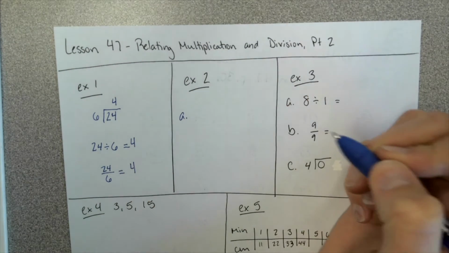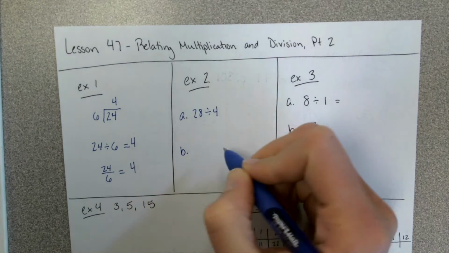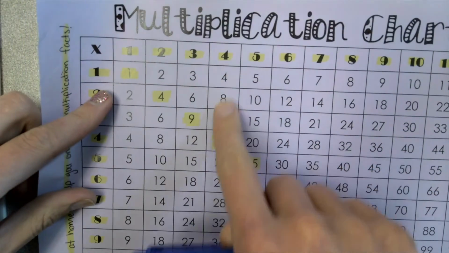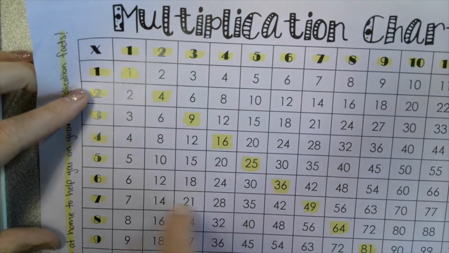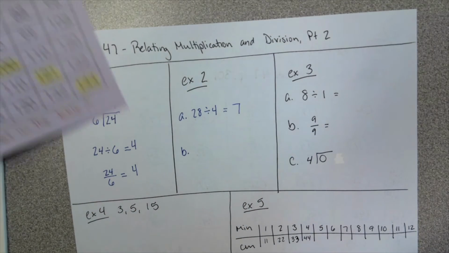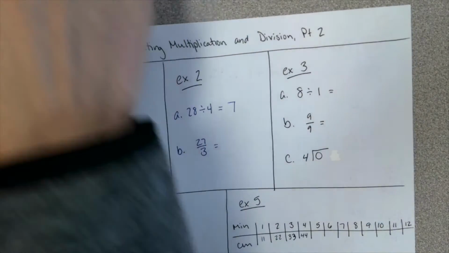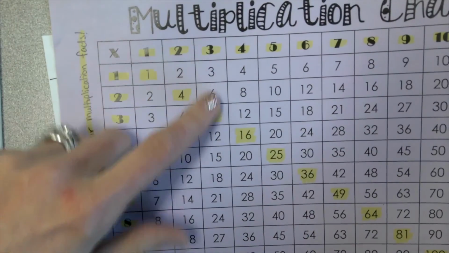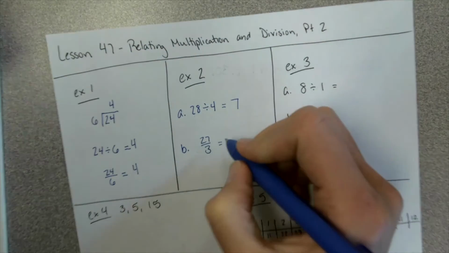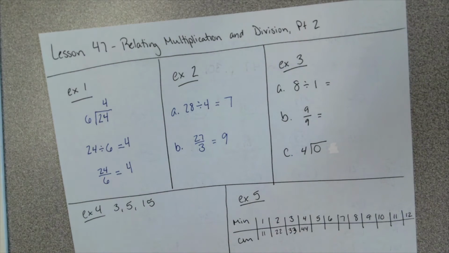Do it again. Example 2 says find 28 divided by 4. What is 28 divided by 4? Well, go in my 4 column, find 28, drag it over, 7. B says 27 divided by 3. Go in my 3 column, find 27, 9. All right, 9 right here, which makes sense because 9 times 3 is 27.